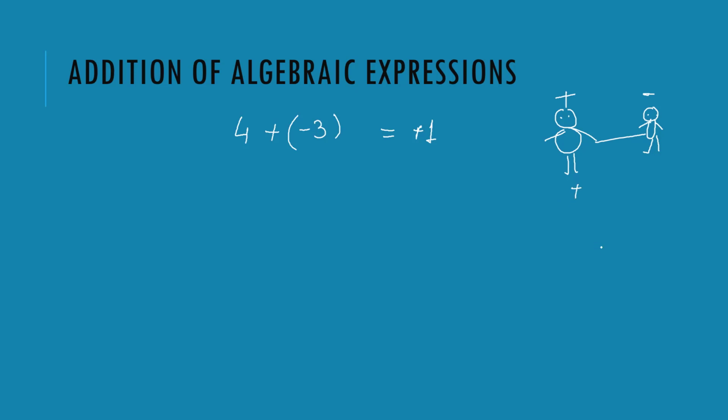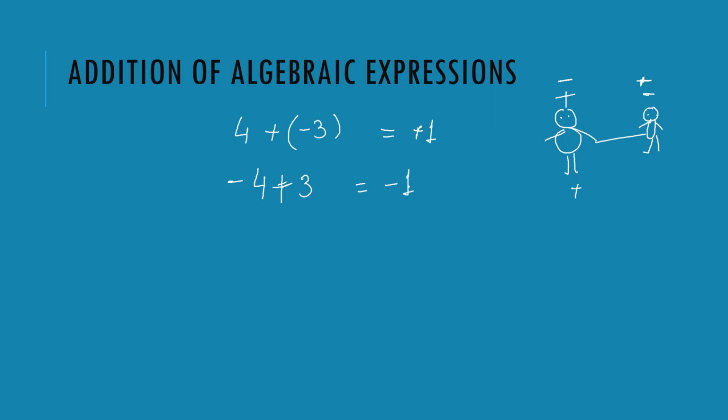Now if your friend was minus and you were plus, then on which side will the rope go? Towards me, though I am very thin. No, it won't go towards you, right? It will always go towards your friend who is heavier. So it will always be towards 4. If 4 had the minus sign, then the answer would have been minus 1.